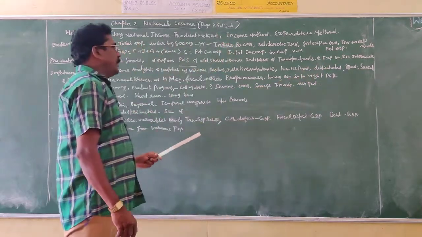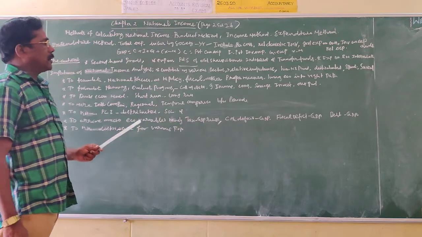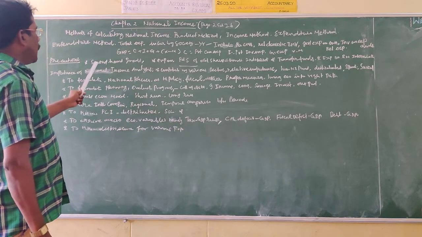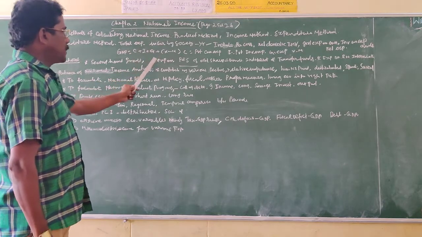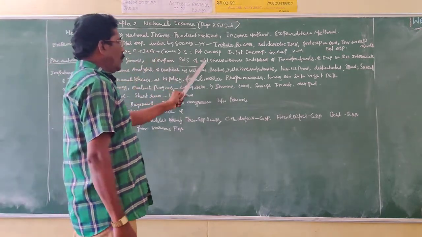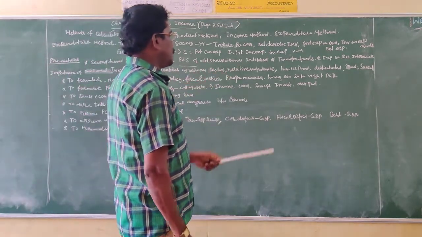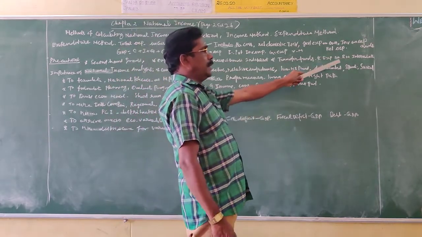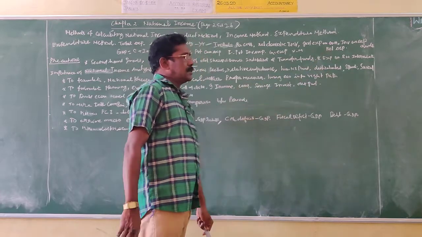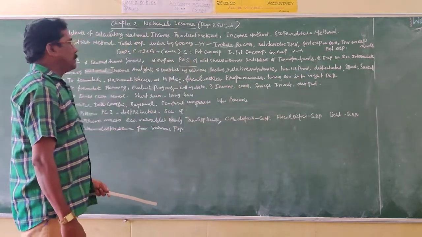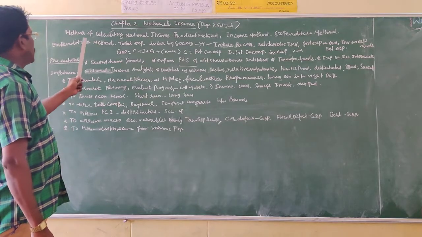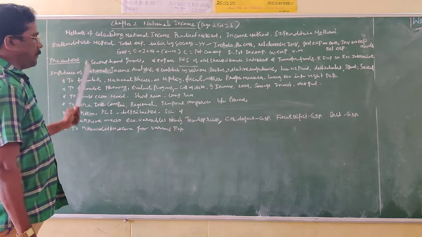So the precautions to be taken while calculating national income under the expenditure method are: do not include the value of second-hand goods, expenditure on purchase and sale of old shares and bonds in the secondary market, transfer funds, and expenditure on raw material and intermediate goods. These are the points we bear in mind while calculating national income under the expenditure method.